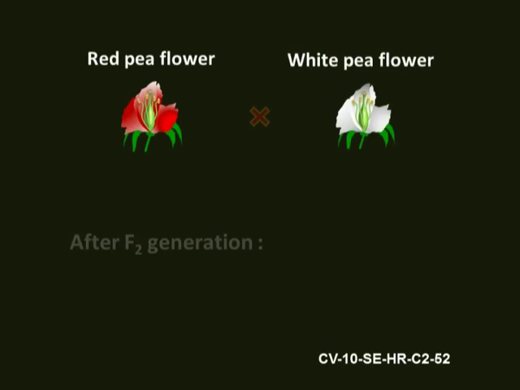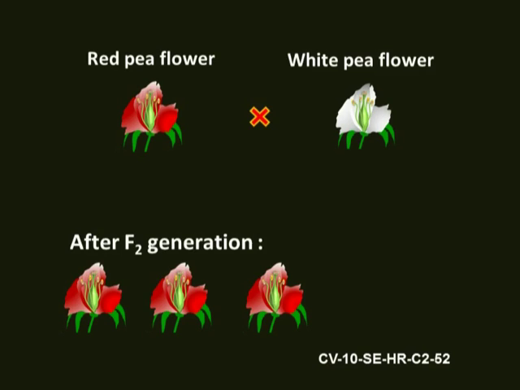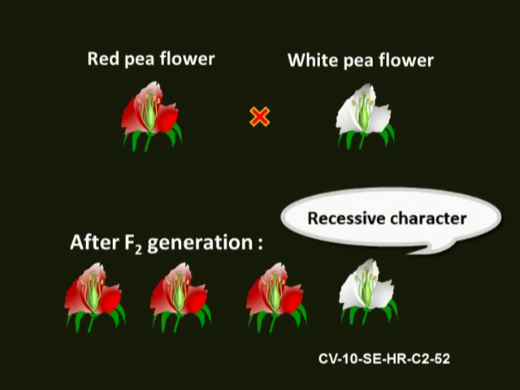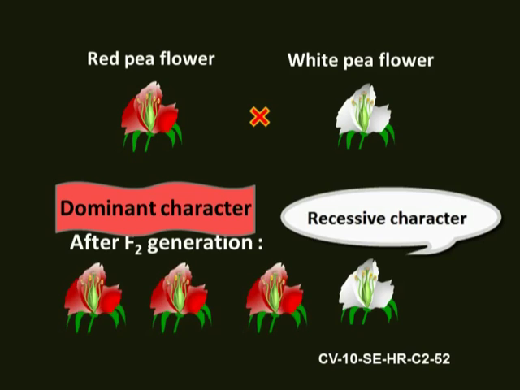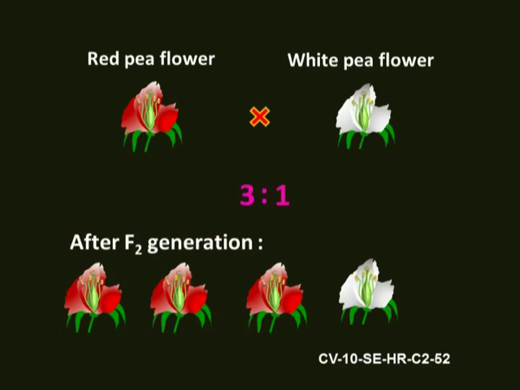Here the contrasting character is the color of the flower of the pea plants. Now tell me, what would be the color of the flower here? Yes, you're right, it is going to be white because that is a recessive character here. Red color of the flower is a dominant character. So here also 3:1 result is obtained.